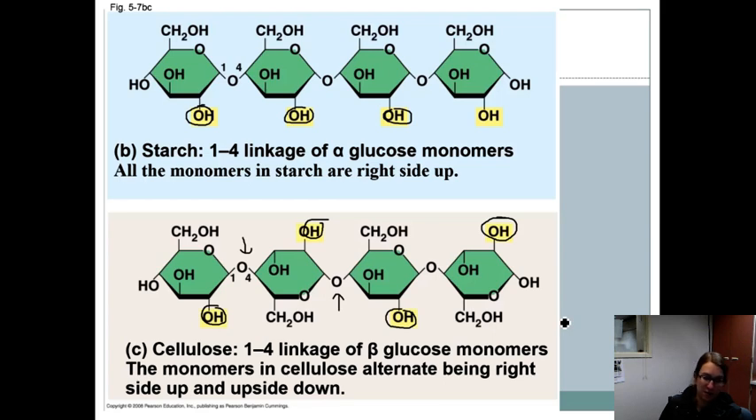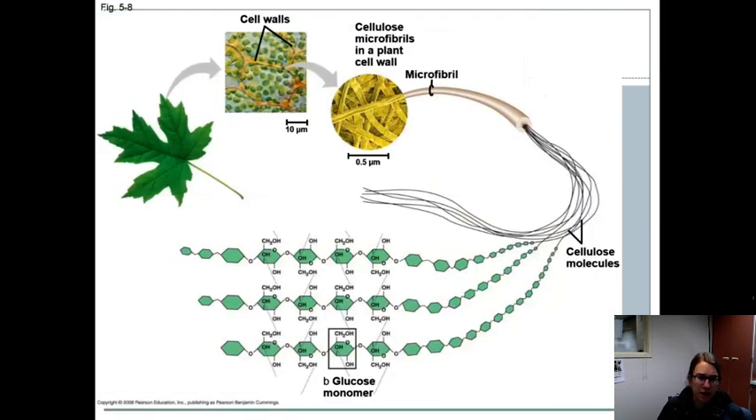Which means, since it's not getting absorbed by your cells, that it's not providing calories or extra energy for you. Here's a picture of cellulose, and you can see that it makes these long, stringy chains that make the plant cell walls.